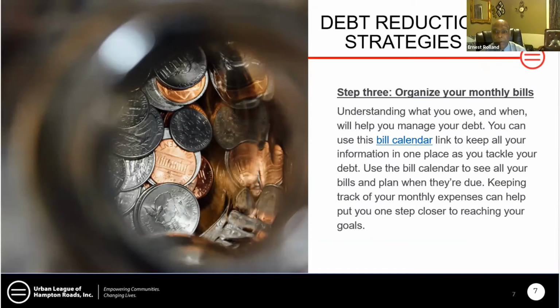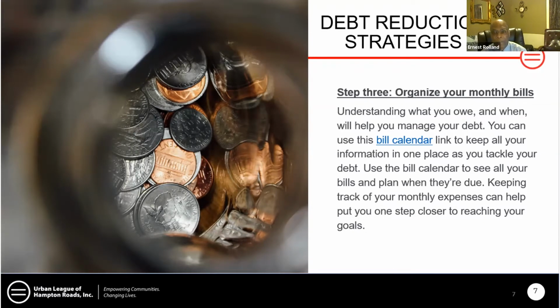Step number 3, organize your monthly bills. You want to understand what you owe. And the best way to do this is using a bill calendar. And this link is also in the chat box as well. So understanding what you owe and when will help you to manage your debt. You can use the bill calendar to keep all your information in one place as you tackle your debt. You don't want to put it in an obscure place somewhere. You want to keep it someplace where you can notice it and look at it every day in order to see where you are. Use the bill calendar to see all your bills and when they're due. Keeping track of your monthly expenses can help put you one step closer to reaching your goals.